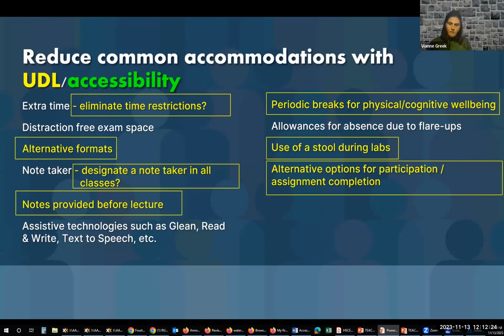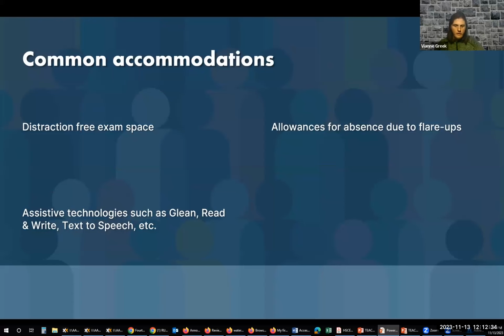And if we remove time restrictions, added stools, built-in periodic breaks, and provided notes for every lecture, then if we address it on the front end, we're only left with a few things on the back end. So that's a lot more manageable for us on the implementation side. And so that's our call to action for you, to look for ways that you can improve your course and add ways to make it better for all students so that you as a faculty member only have to deal with fewer accommodations as you go.